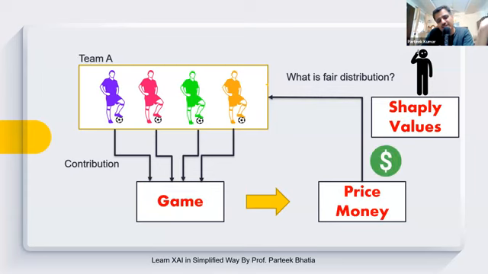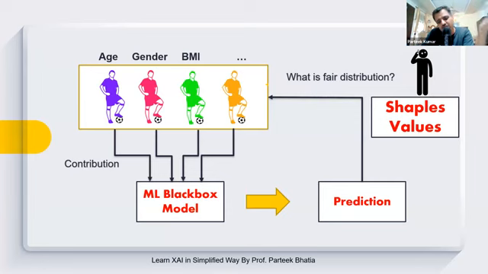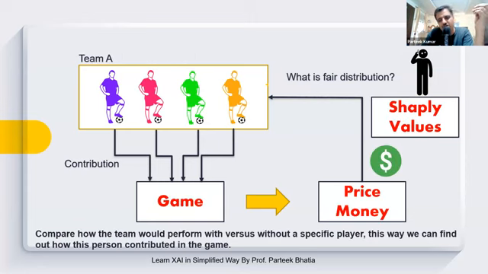Simply say that players will be replaced with attributes, the game will be replaced with the machine learning model, and winning will be replaced with prediction. Then we can have a fair distribution across all the attributes, and we can generate feature importance by applying SHAP. So SHAP is based on the concept of Shapley value. How did Shapley value come to know the contribution of each player? They simply perform two approaches. Just read that line: compare how the team would perform with versus without a specific player.